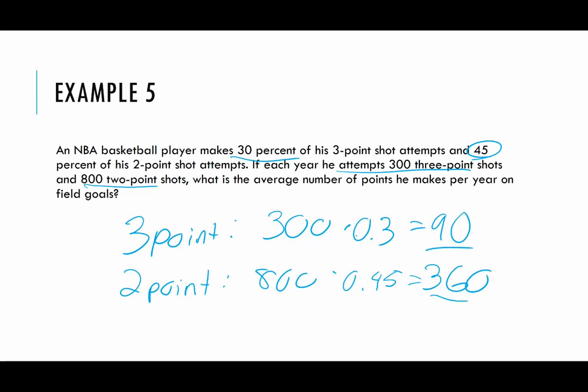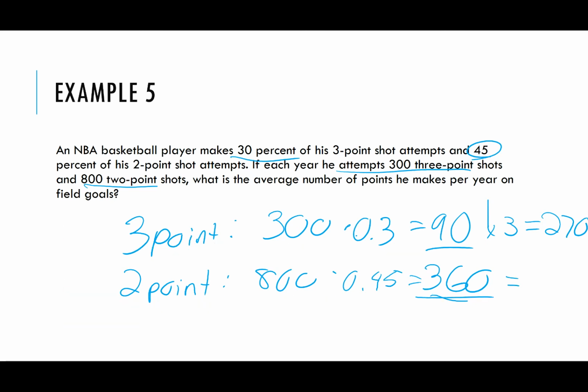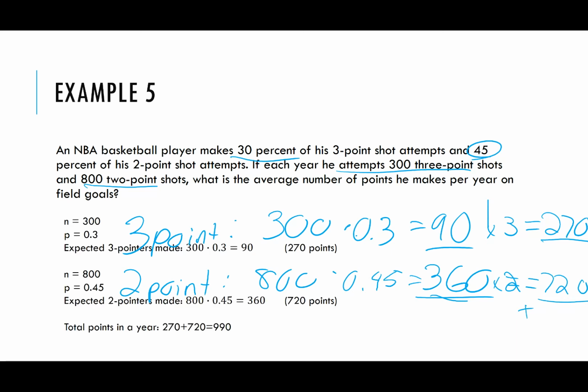Now, again, these are not the points, so these are just the number of shots that he made. So these 90 three-pointers, multiply this by 3 to tell you how many points he actually scored there. So I believe that's 270. If he made 360 two-point shots, then multiply that by 2 for 2 points, 360 two-pointers. That's 720 points from those. So 270 points from 3-pointers, 720 points from 2-pointers. If you add them up, that's the total number of points that he makes, which is 990.